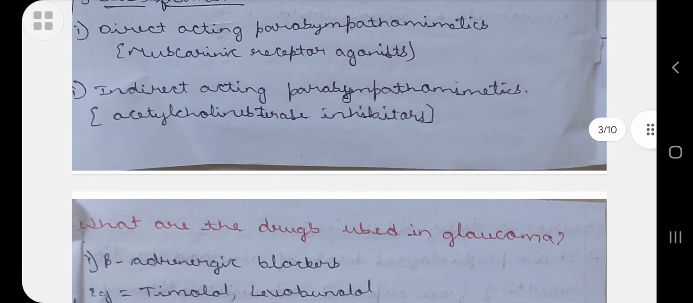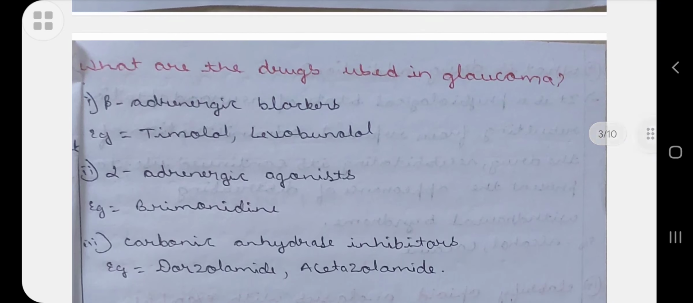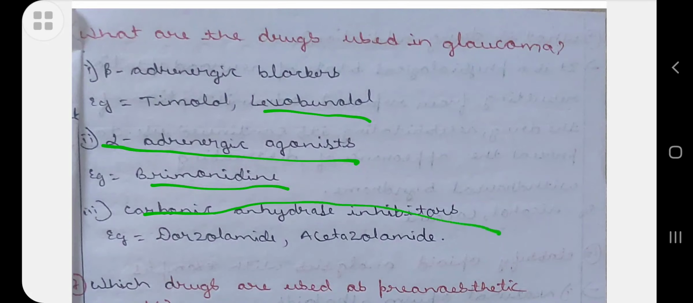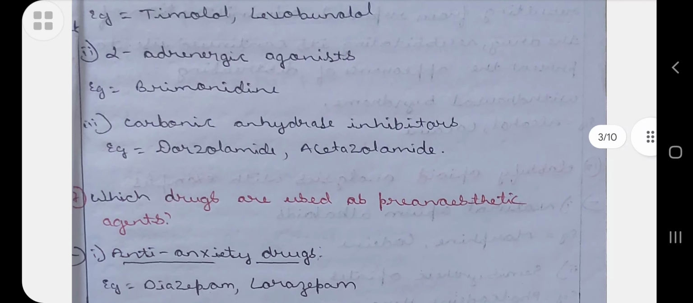Indirect acting are acetylcholinesterase inhibitors. What are the drugs used in glaucoma? Beta adrenergic blockers, timolol or levobunolol. Alpha adrenergic agonists like brimonidine. Carbonic anhydrase inhibitors, dorzolamide. These are used in glaucoma condition.